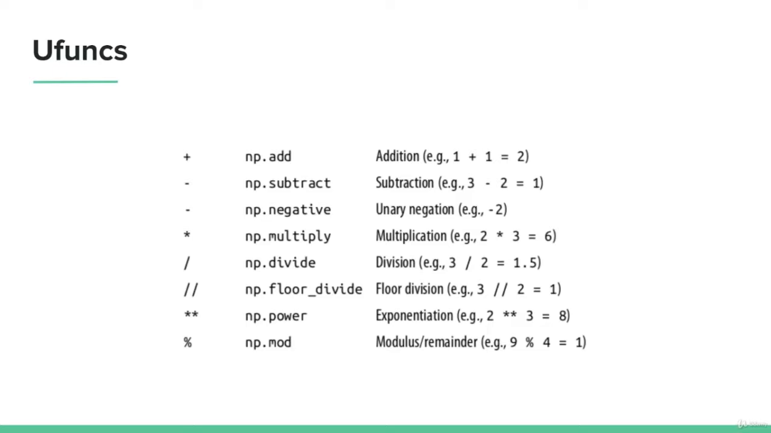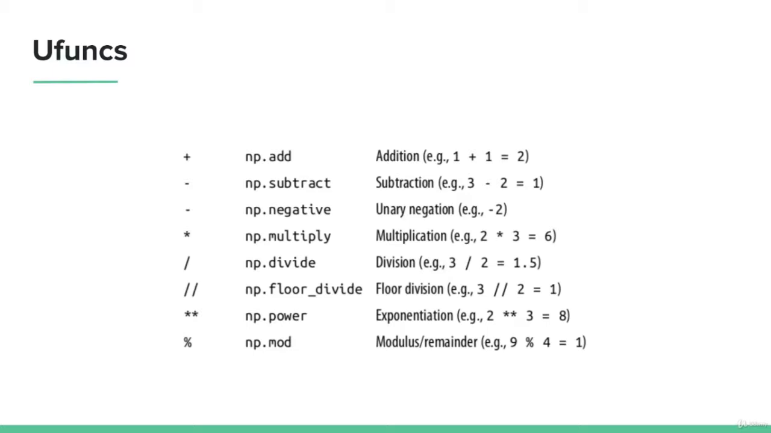We have addition, subtraction, negative, multiply, divide, floor divide, power, and mod. Some of the universal functions are quite self-explanatory from their names, and some need a little explanation, but we'll see. Floor divide: if we're dividing 3 by 2, the answer should be 1, because that is the lower value compared to 1.5. The actual value is 1.5, but we need the floor value. To remember that, the floor value means the lower bound, and the lower bound here is 1 and not 1.5.